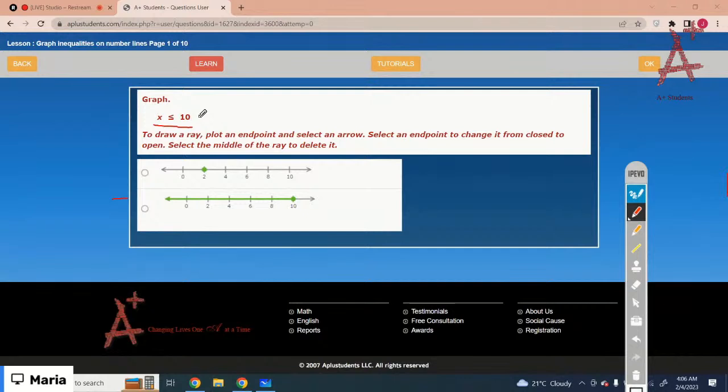Got it? That means now it is a closed circle. Because 10 is included. And also all the values are less than 10. So the arrow is pointing on the left hand side. So this would be the correct option because 10 is included. So 10 has a closed circle and the arrow is on the left hand side. The lesser values are on the left side. So it would be the second option. Got it?